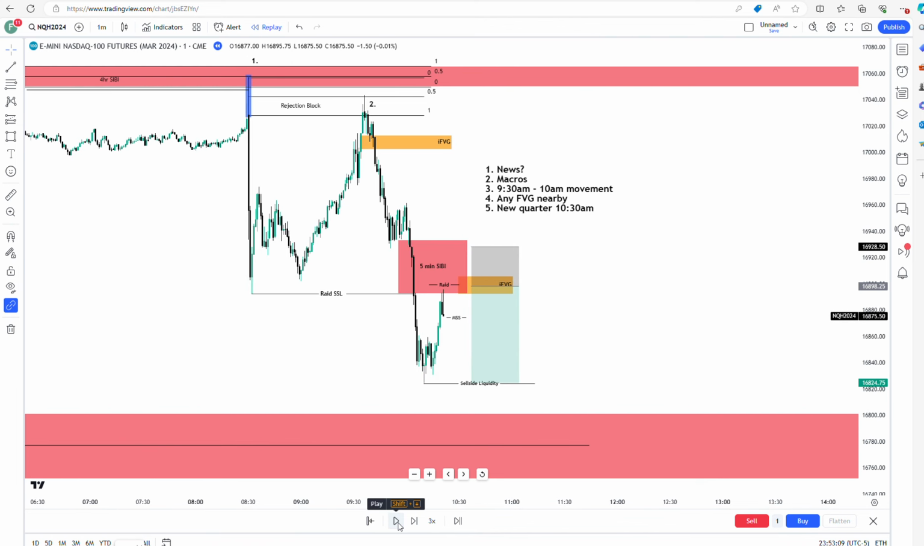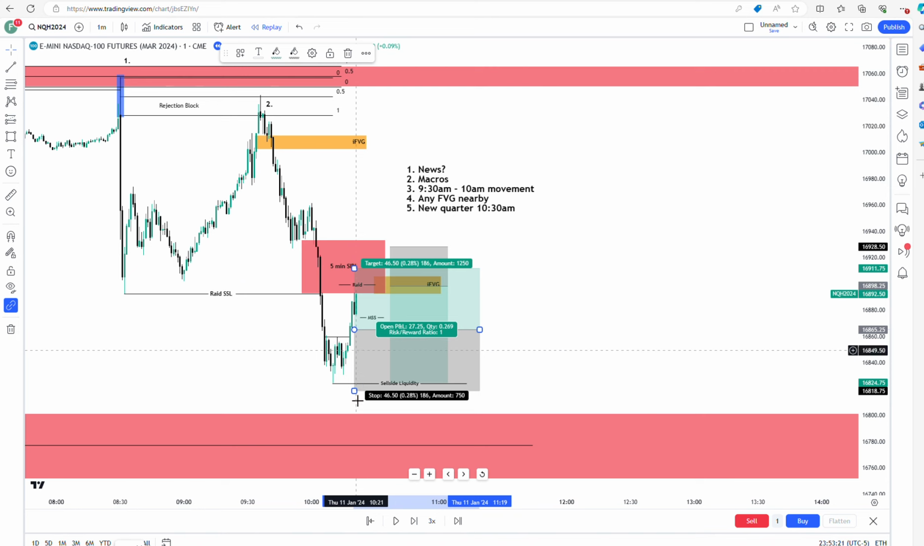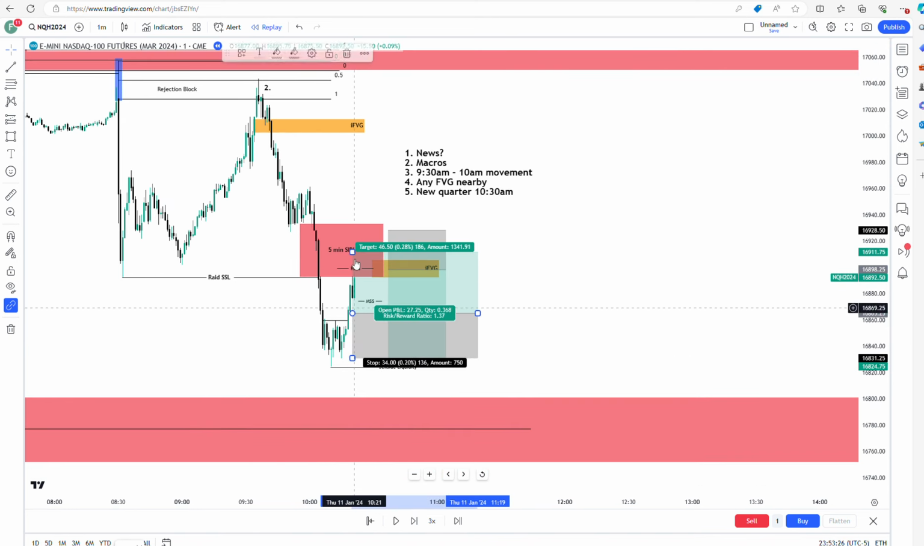A lot of people at this point would be like, oh yeah, okay, we've taken out sell side. Here is a market structure shift. I'm going to enter a long position from here, and I'm going to put my stop loss below one of these swing lows. And I'm going to target like a 1 to 2, or somewhere around here.